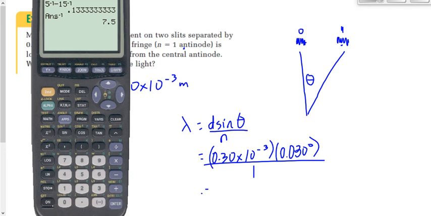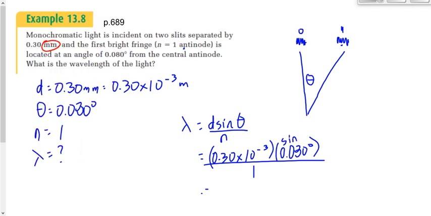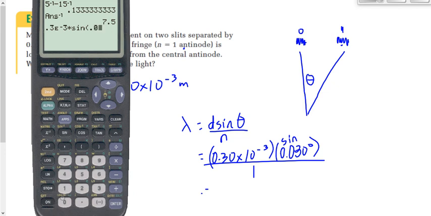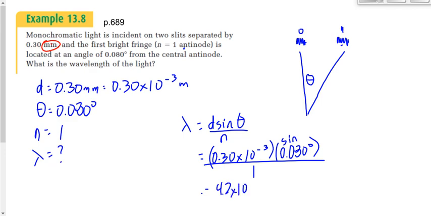Do this. We get 0.3 times 10 to the minus 3 times sine. Sorry, that's not 0.080, it's sine of 0.080. And we divide that by 1, we get 4.2 times 10 to the minus 7. That's the wavelength of the light that was used here. If it was polychromatic light, well, then that would be the wavelength of the one that corresponded to that angle. If we had a slightly different angle, it would correspond to a slightly different wavelength.